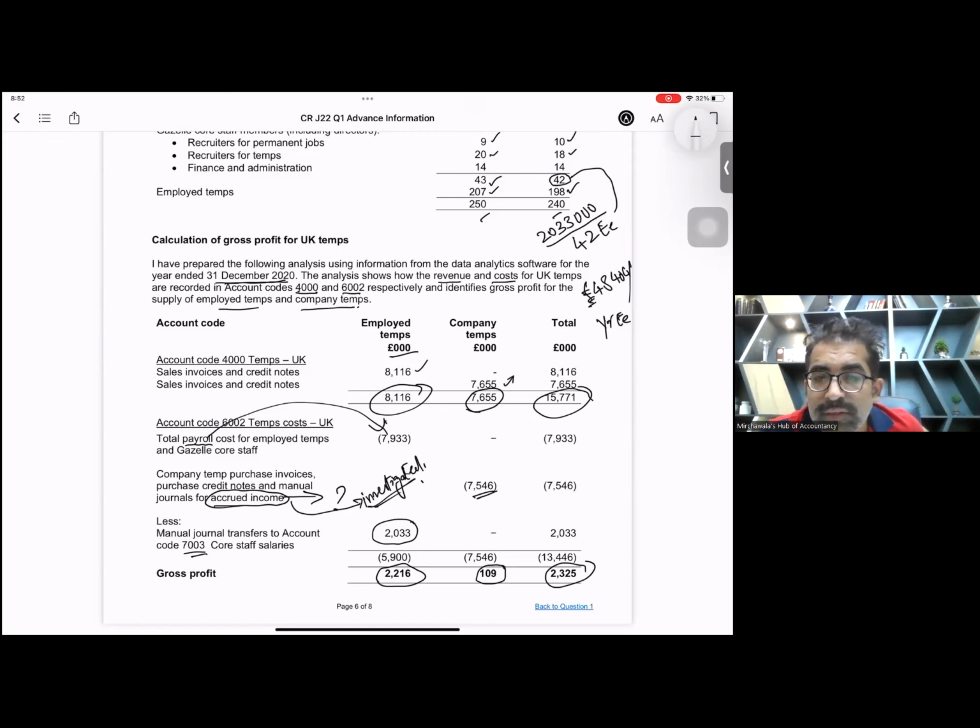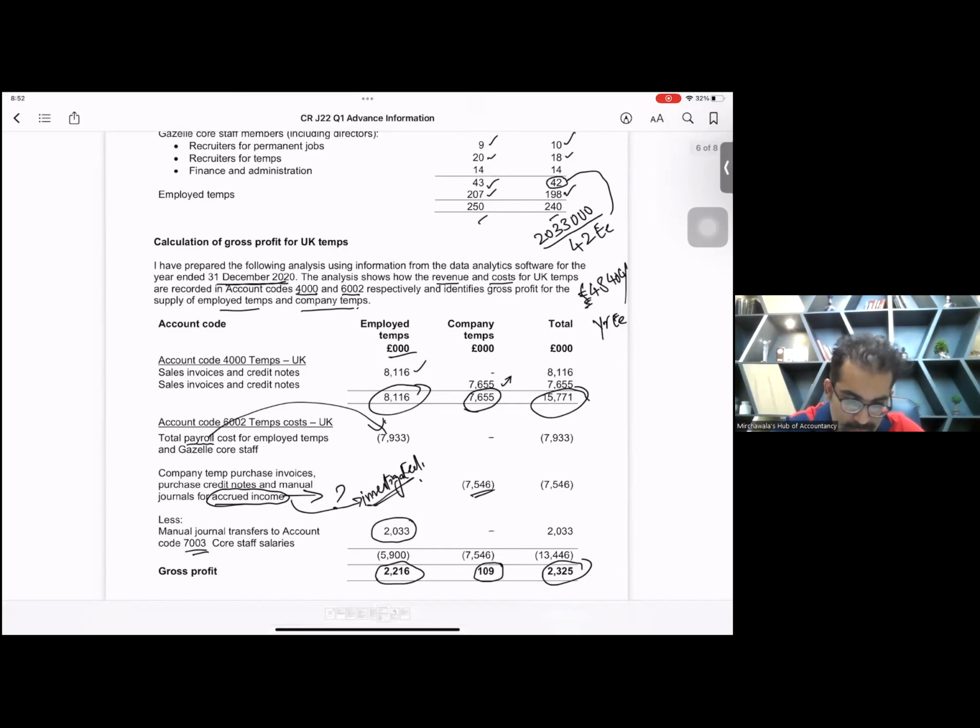You can calculate the GP margins as well. For the first, employed temps, what will be the GP margin? 2216 divided by 8116 times 100. You will get the percentage. Company temps you can calculate, and for the total as well. This may also help you in exams. Please check.